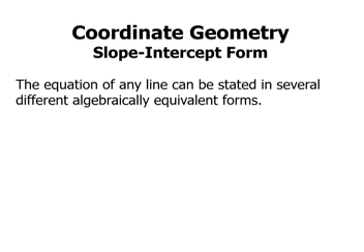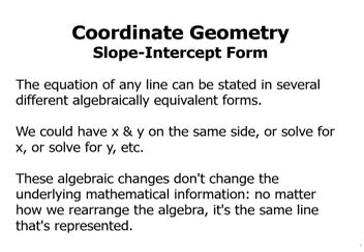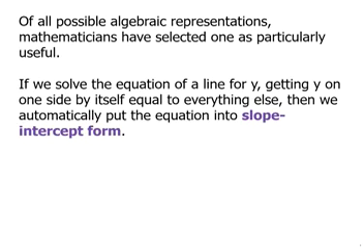Now we can talk about slope-intercept form, in other words, y equals mx plus b form. The equation of any line can be stated in several different algebraically equivalent forms. We could have x and y on the same side, or solve for x, or solve for y. These algebraic changes don't change the underlying mathematical information. No matter how we rearrange the algebra, it's always the same line that's represented. That's an important idea. Of all possible algebraic representations, mathematicians have selected one as particularly useful.